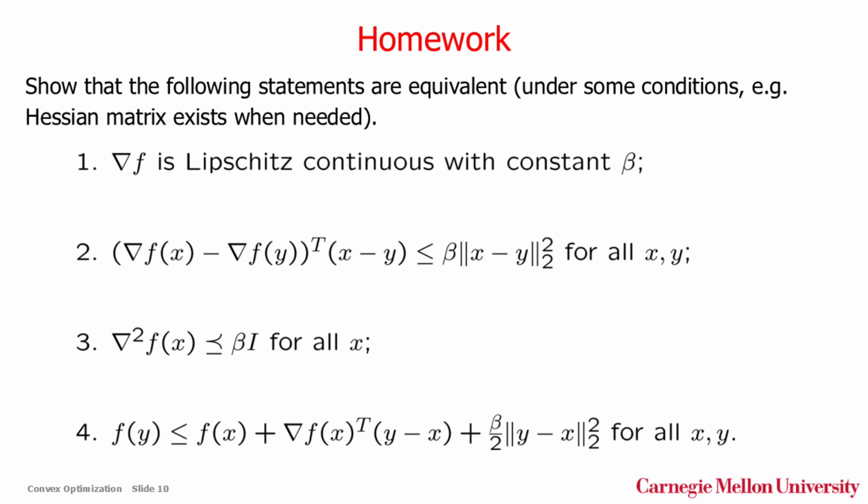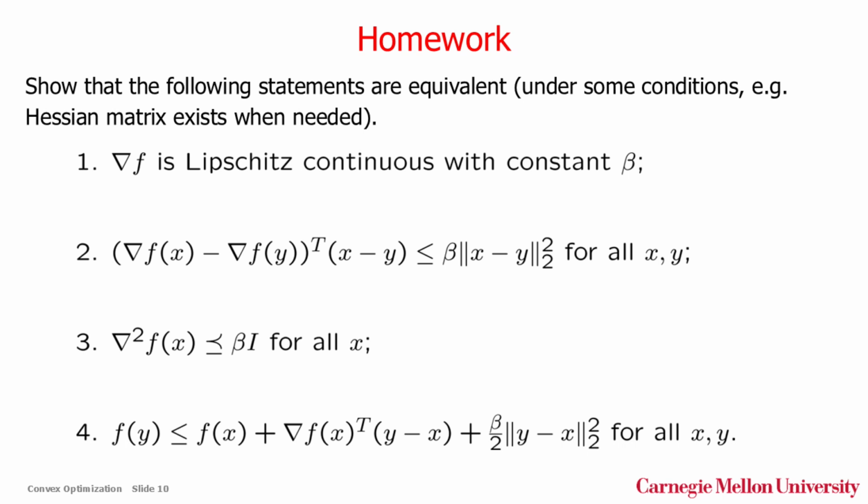Similarly, when the function is convex, we know its Hessian is positive semi-definite, so it's lower bounded by 0. This property says that when the function is beta smooth, then the Hessian is also upper bounded by beta times the identity matrix.